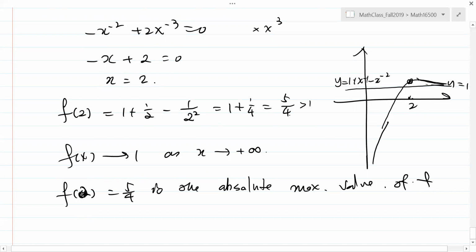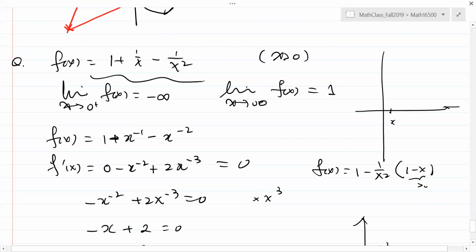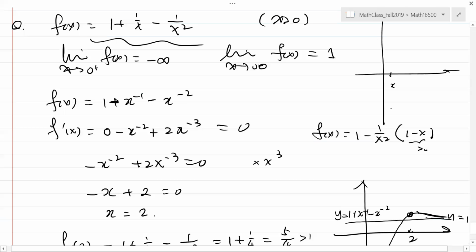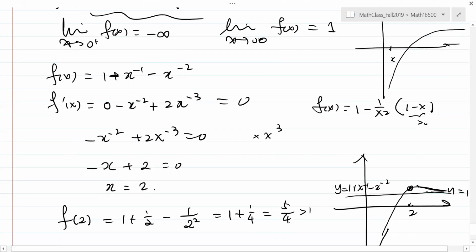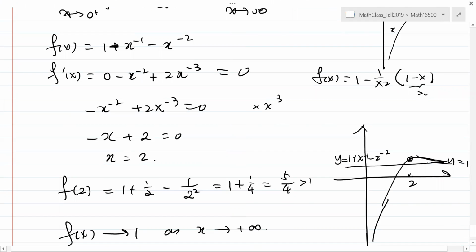Yeah, let me repeat again. So you're given this strange function. You notice that when x approaches 0 from the positive side, f of x approaches negative infinity. But on the other side, when x approaches positive infinity, f of x approaches 1. We just don't know what the sketch of the graph looks like, right? However, if you try to find the critical numbers, you do find the critical number x equals 2. You look at the value, f of 2 equals 5 over 4. Okay, it's greater than 1.